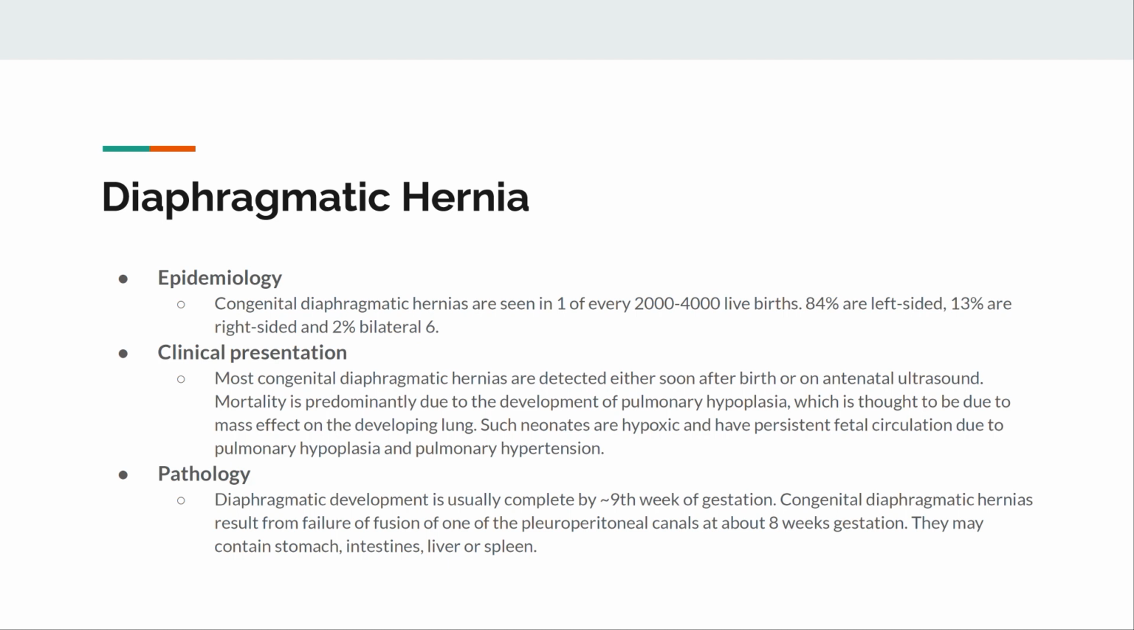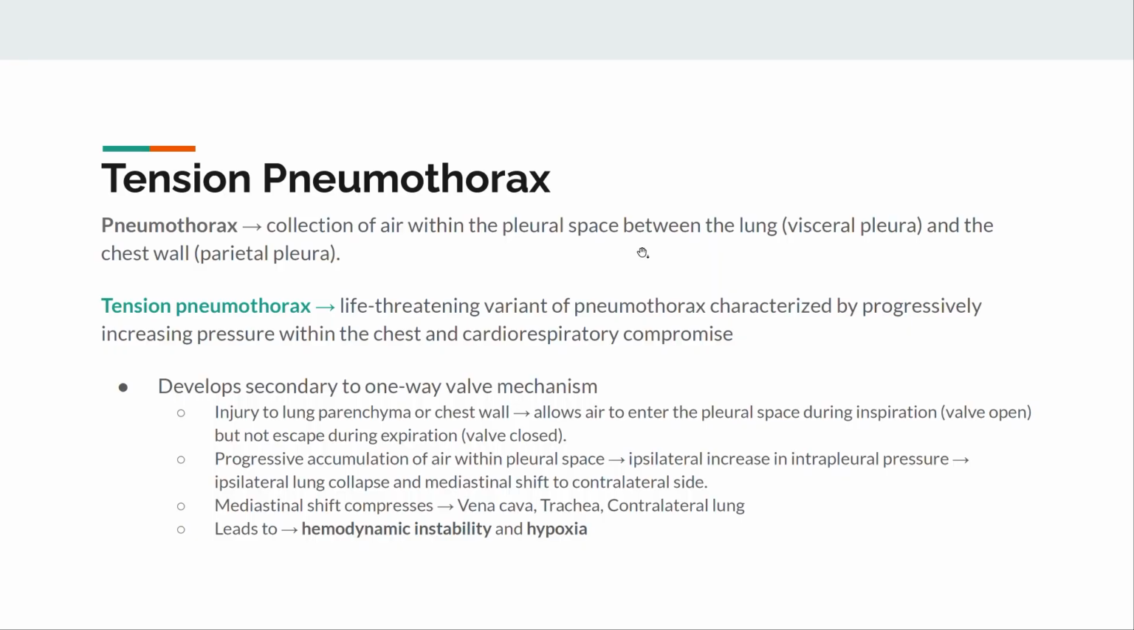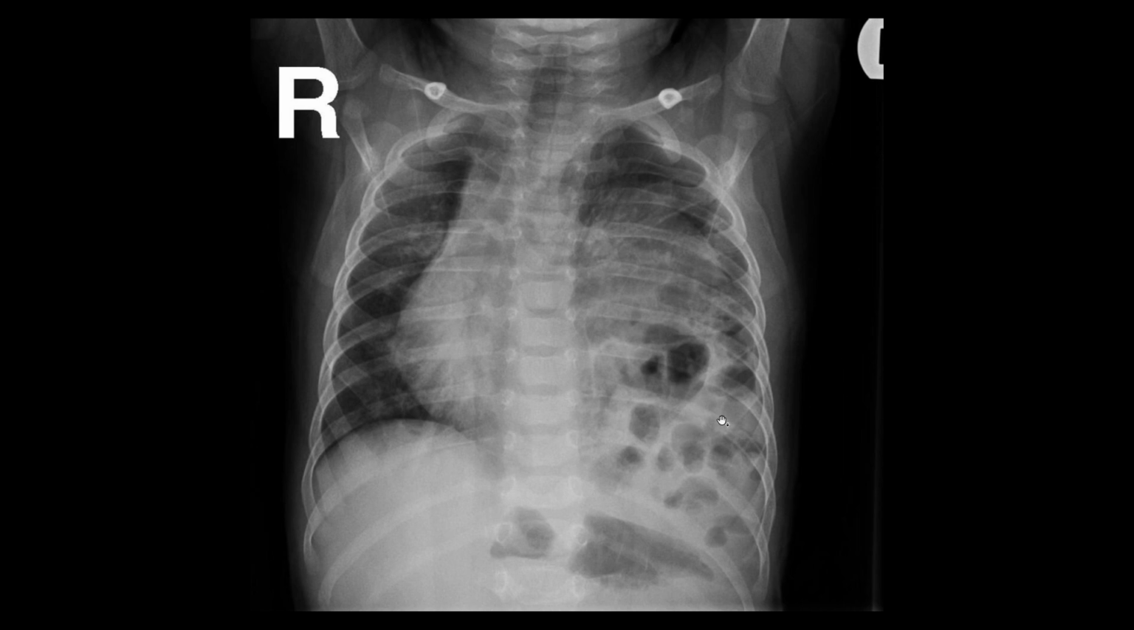They're either detected soon after birth or before birth, and the mortality is mainly from failure to develop the lungs properly. The diaphragm should be fully developed, but what happens here is those pleuroperitoneal membranes fail to fuse, and so you end up with an incomplete diaphragm and abdominal contents get pushed up into the thoracic cavity. And here's an X-ray of a left-sided congenital diaphragmatic hernia with some loops of bowel up where the lung should be and a shifting of the mediastinum.